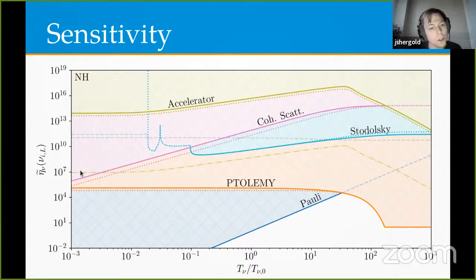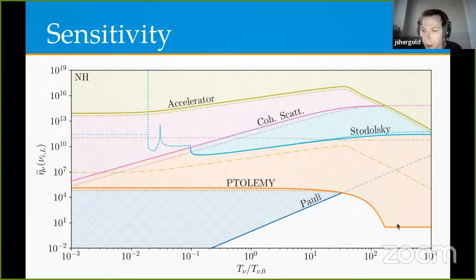So if the relic neutrinos are significantly colder than we expect them to be, then coherent scattering could be very, very sensitive to them. And then the exclusion principle is also itself sensitive to the temperature. So if neutrinos are hotter, they have smaller wavelengths, and so you can cram more of them into your galaxy before you run into the exclusion principle bound.